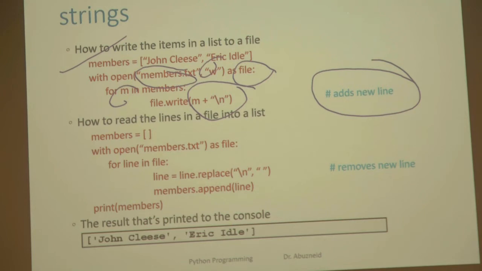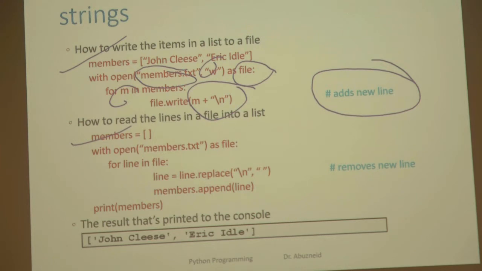So how to read now? How to read the lines in a file into a list? So I have a file, like the movies file we learned before, and I need to read it to the list. So the first thing I have to do is create an empty list. So this list, again, I put data inside. Where is it coming from? From the file. Again, I read it from the file. All right? So members, okay, it's an empty list.